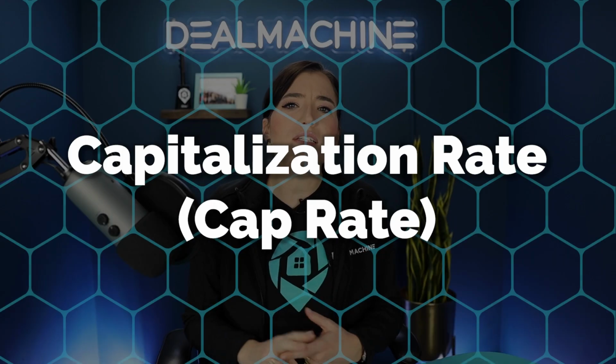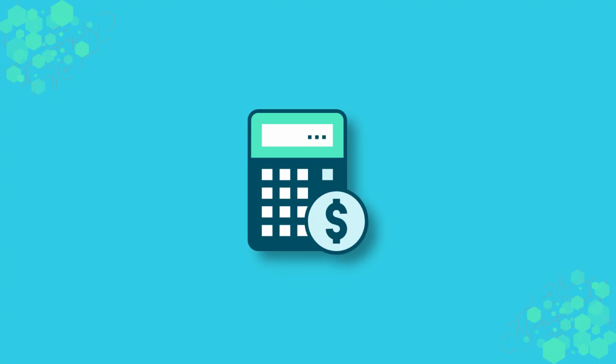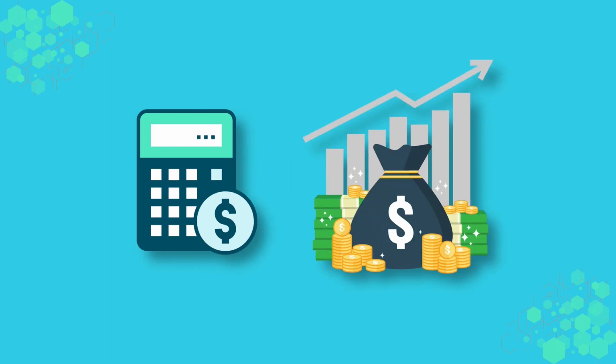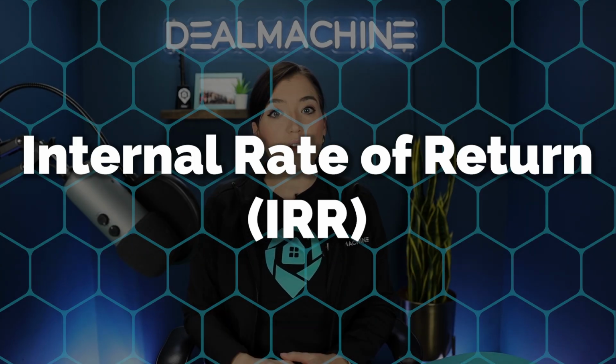Number 2 is capitalization rate, or you may have heard this called a cap rate. Capitalization rates are used to estimate the potential returns a real estate investor stands to gain on a property. To calculate the cap rate, simply divide the annual net operating income by the cost of the asset or its current value.